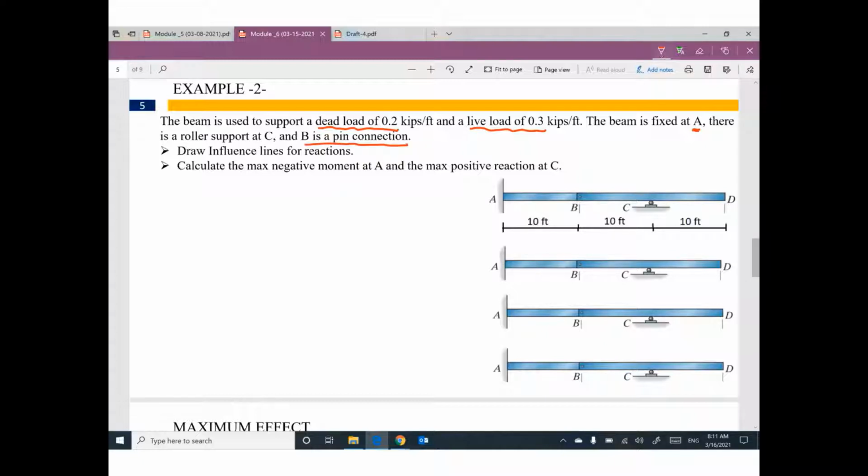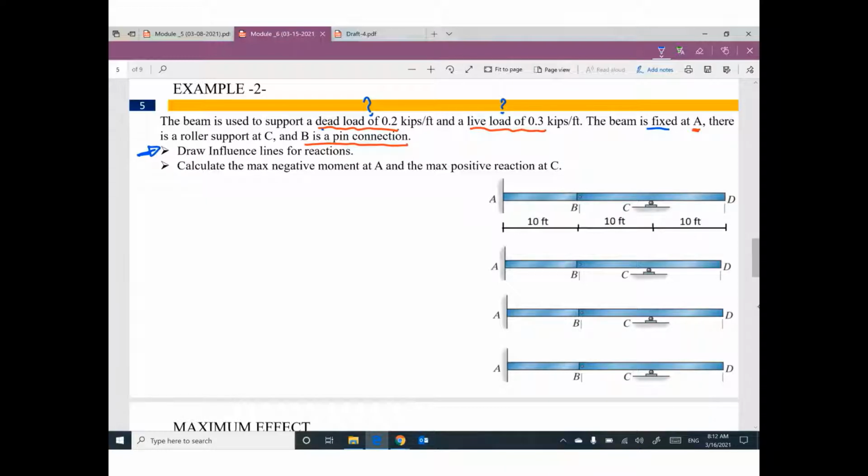Okay, I understand that we have fixed, we have roller, we have pin connection, but I cannot understand the meaning of dead load and live load. Okay, never mind. The first step, we need to draw influence lines for reaction. Yeah, I understand this step. Draw influence lines for reaction.